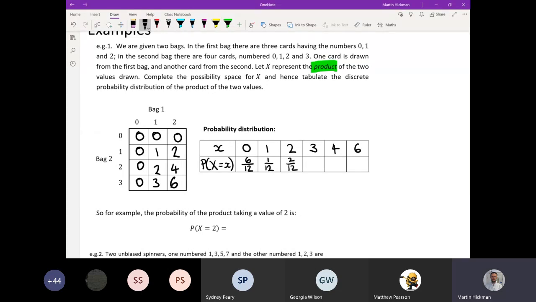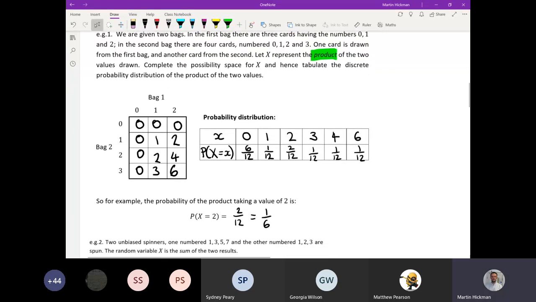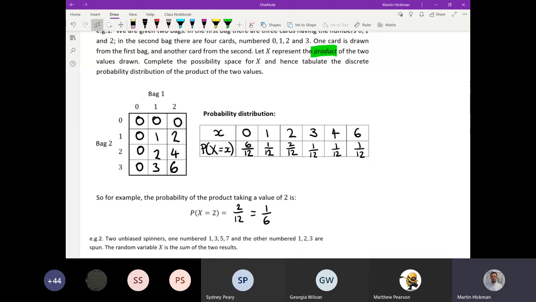And then just filling in the rest, probability of getting 3 is 1 over 12, as is the probability of a 4 or a 6. So the probability that x equals 2, so just to see in this notation, we've been used to using this notation before, the probability that x equals 2 is simply just going to be 2 out of 12, or if you want to simplify it, the 6th. So we'll move on to another example. And also we'll introduce the probability mass function in this next step.